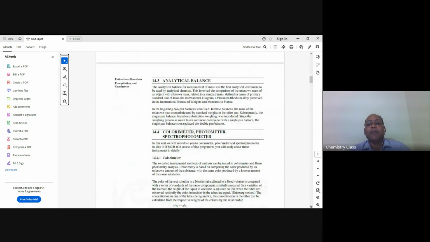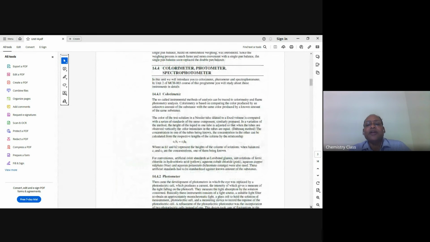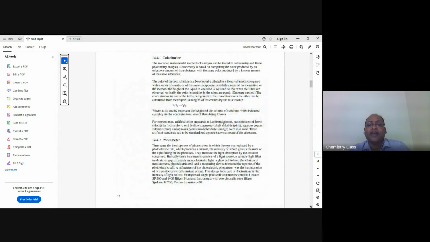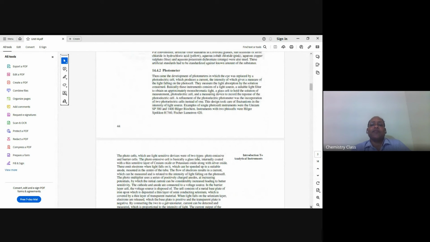Then analytical balance, colorimeter, photometer and spectrophotometer. Colorimeter, as you know, we have already discussed. Photometer we have not discussed, so let us see the photometer. Then came the development of the photometer, in which the eye was replaced by the photoelectric cell.